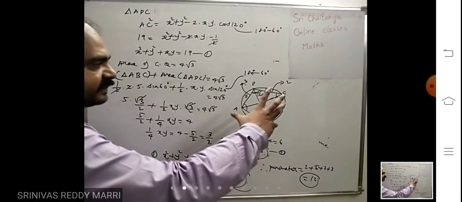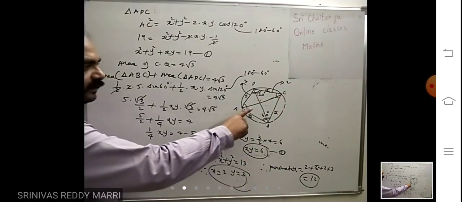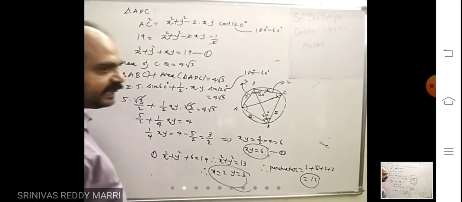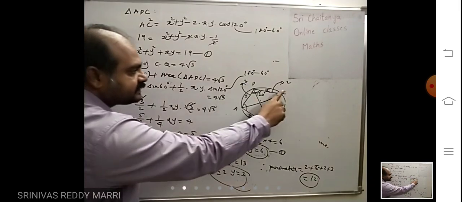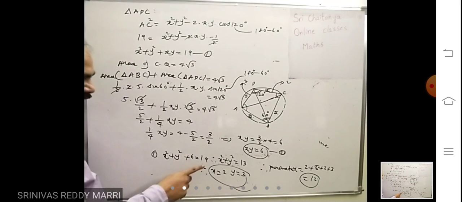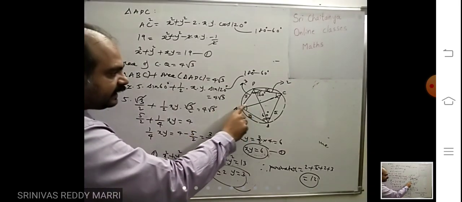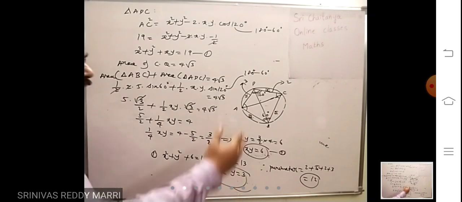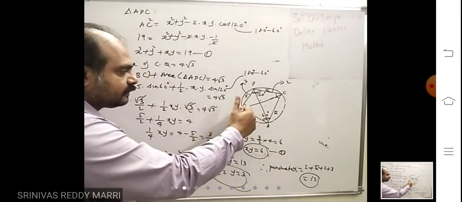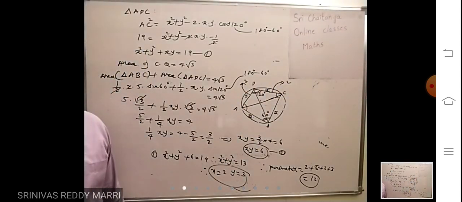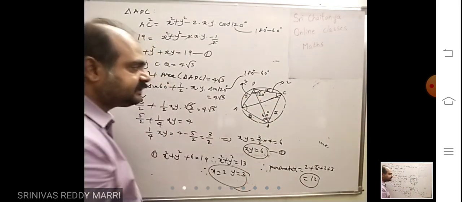Whenever a cyclic quadrilateral is given, the first approach is: from this triangle, calculate the diagonal AC. That is the first step. This AC is common, right? You get AC from this triangle and from the other triangle, and equate those. Whenever the area of the quadrilateral is given, you write it as the area of this triangle plus the area of this triangle.